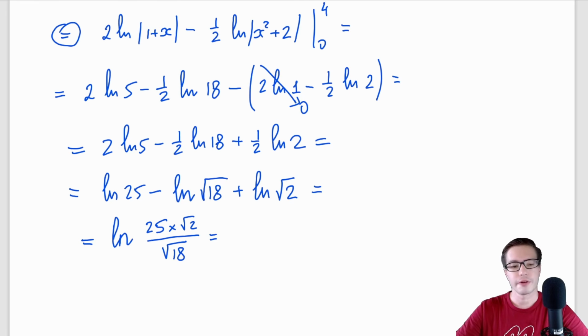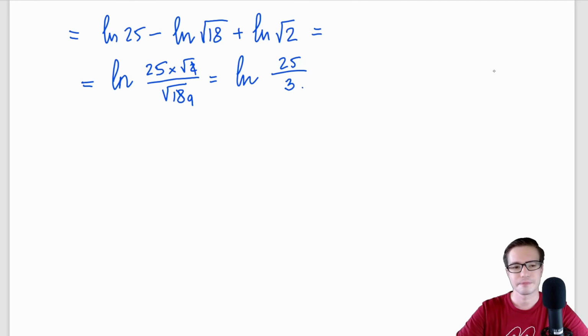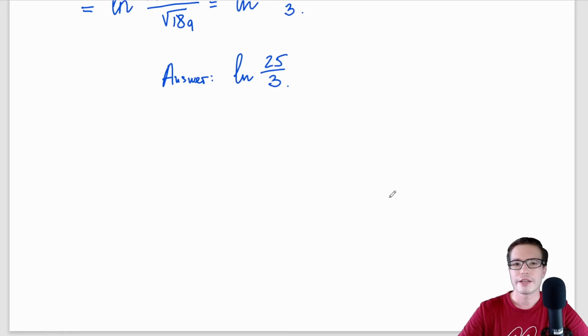Now let us simplify a bit further. Under the square root, we'll get 9, and the square root of 9 is 3. So here we go, that's the simplified version of the answer. Okay, and that was the last question of this paper.